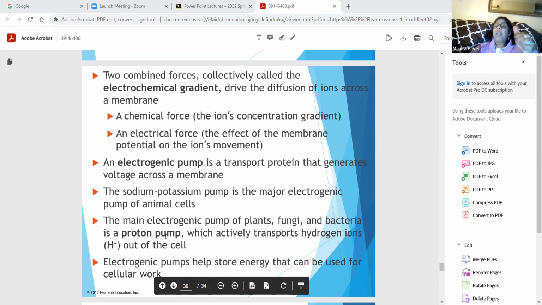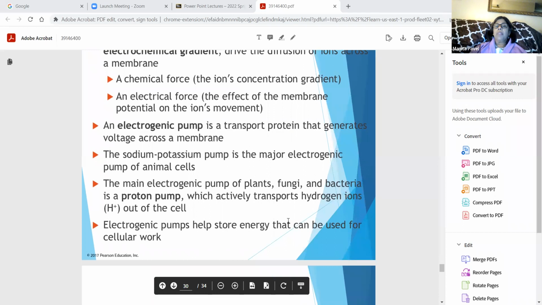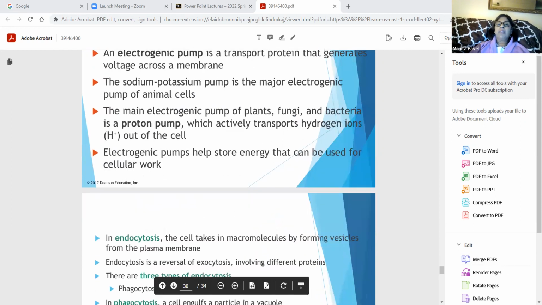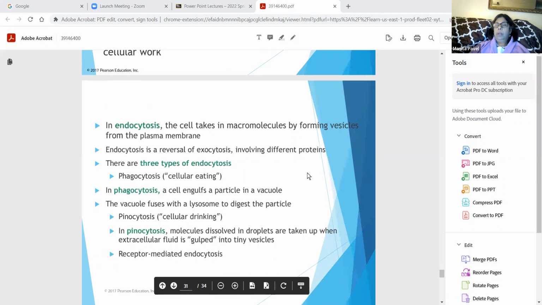But besides plants, fungi and bacteria also have the proton pump, which, from the very word proton, are hydrogen ion donors. They are actively transporting the hydrogen ions out of the cell. They are not present in animal cells. We have exclusively the sodium potassium pump. And so both these electrogenic pumps are going to help to store the energy that can be used by the cell to perform any work.